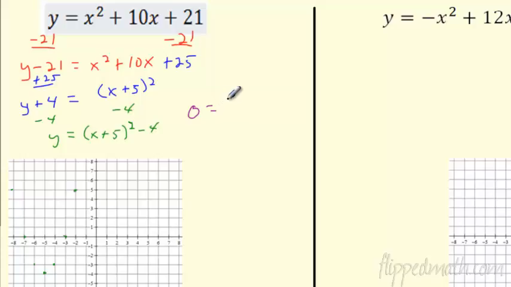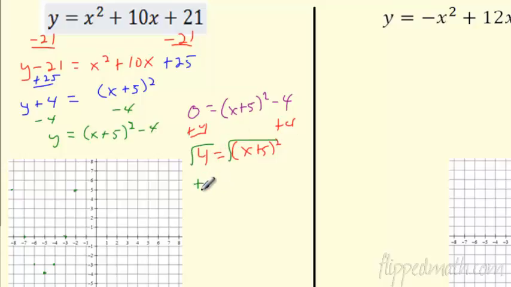Sure. Just set it back equal to 0. So we're actually saying, hey, when does this equal 0? So if I had to solve this, just add the 4 to both sides. We've got 4 equals, and it's kind of tying into what we were doing last time. And now we're going to square both sides. So get the x squared by itself. We're looking at plus or minus 2 equals x plus 5.